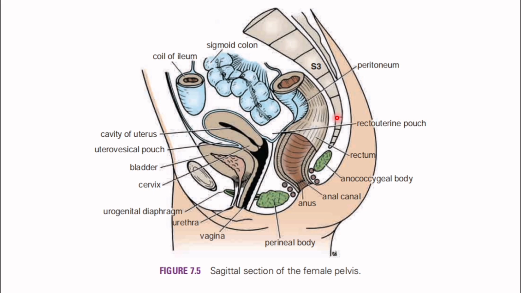Then the anterior relations of the rectum differ according to gender. In the female, anteriorly we have some parts of the sigmoid colon, then we have the uterus, then we have the upper portion of the vagina. Okay, done.